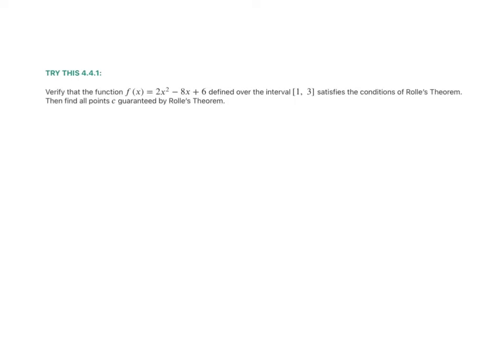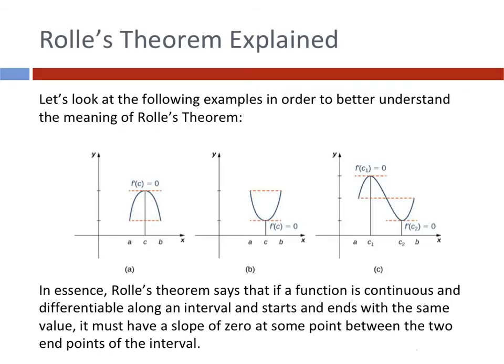In this Try This problem, we're asked to verify that this given function defined over the given interval satisfies the conditions of Rolle's theorem. Then we're asked to find the points guaranteed by Rolle's theorem. Rolle's theorem says basically that if there's a function and f of a and f of b have the same value, the same output, and the function is continuous and differentiable along the interval, then it must have a slope of 0 at some point.